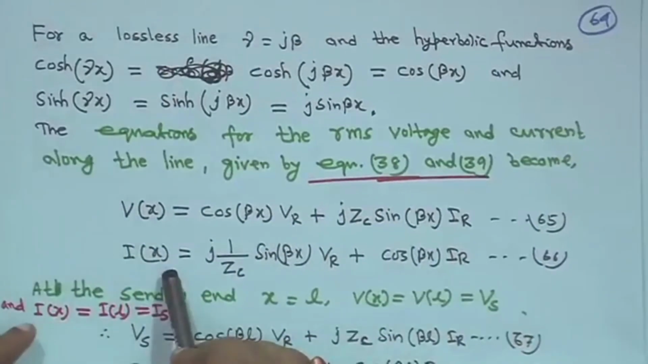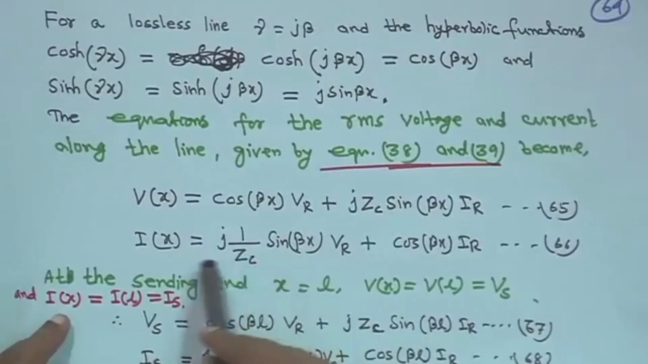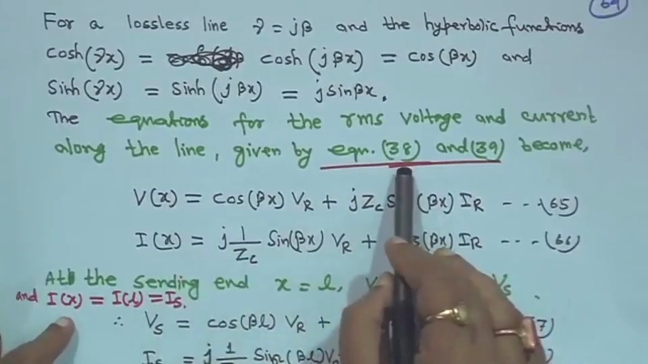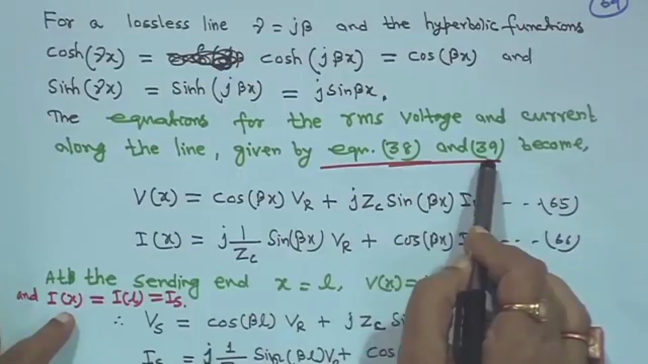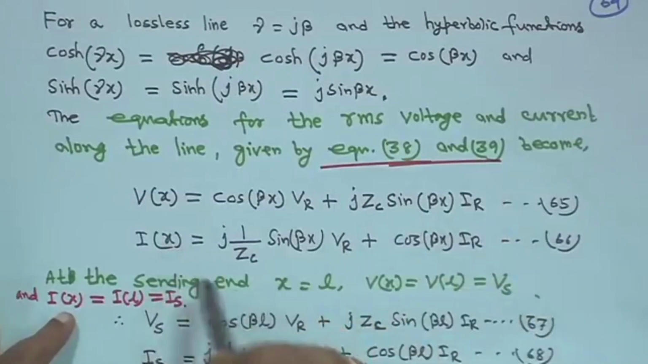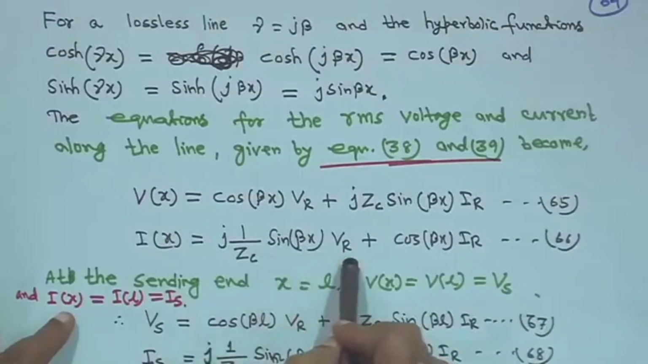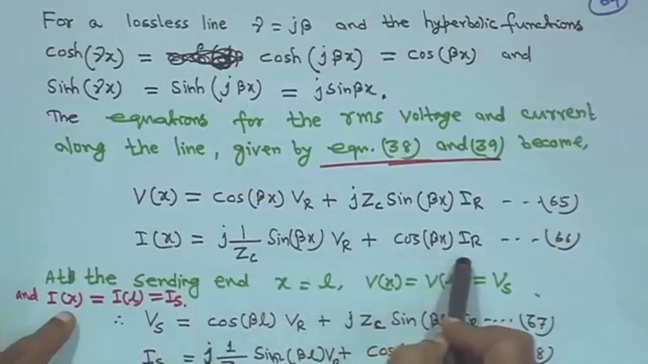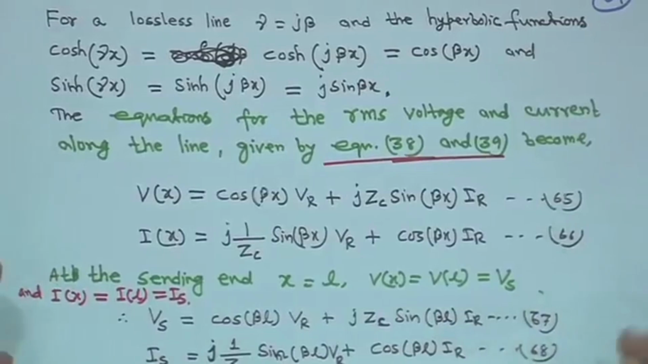Similarly, here also, you just replace those hyperbolic terms. In equation 38 you put that, and in equation 39 you put for I x, then you will get I x equal to j 1 upon z c sin beta x V r plus cos beta x I r. This is equation 66, this one 65 and this one 66.